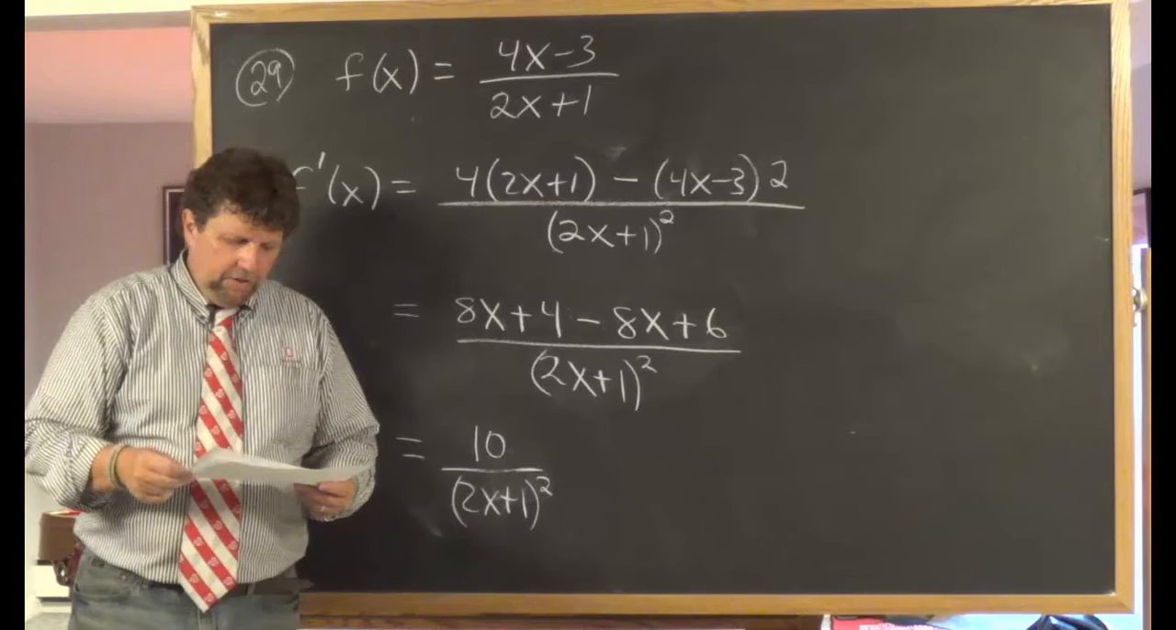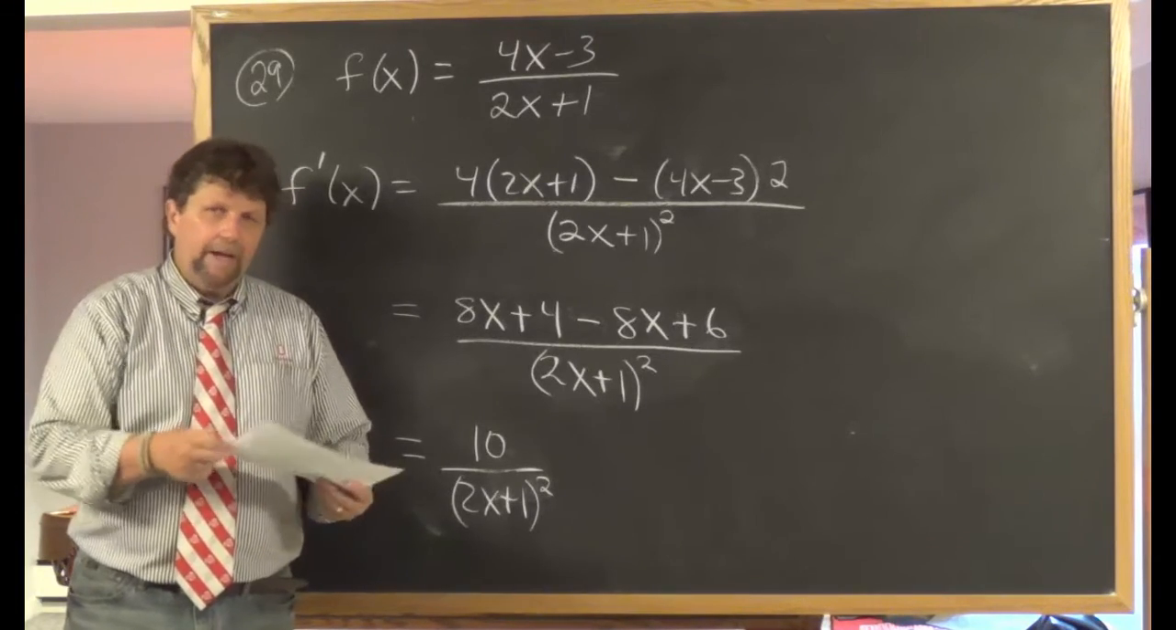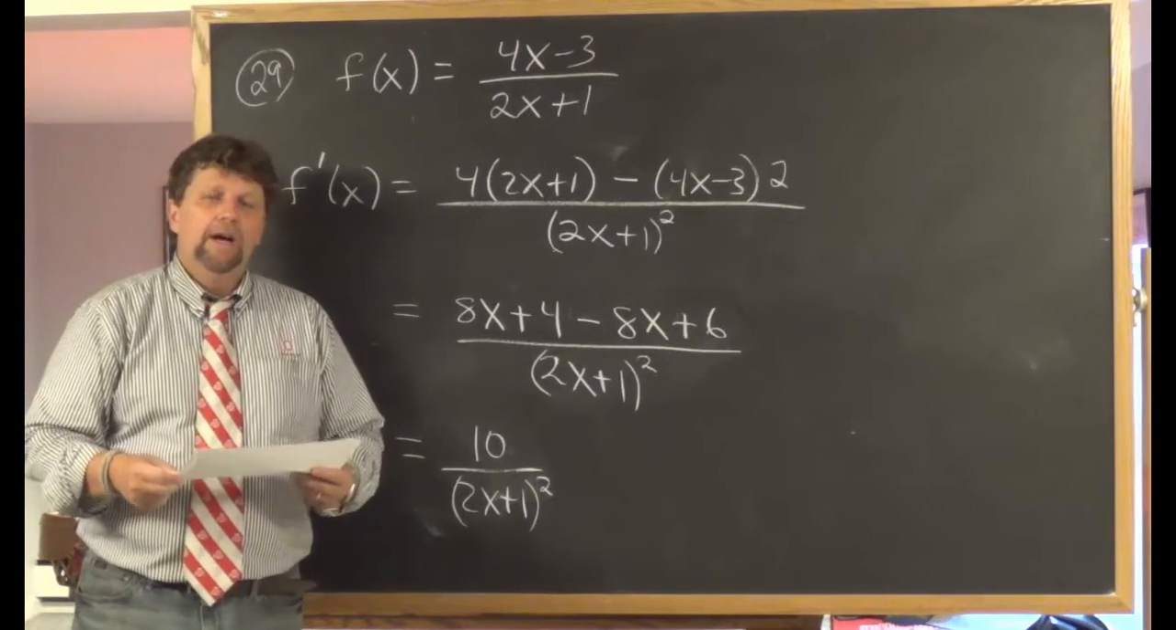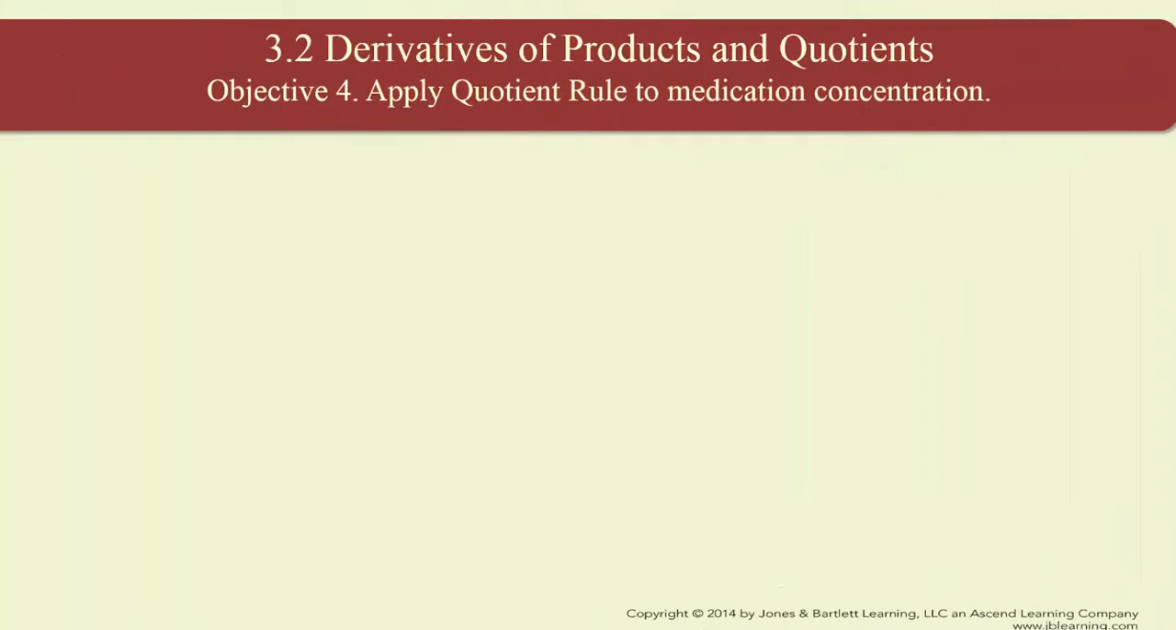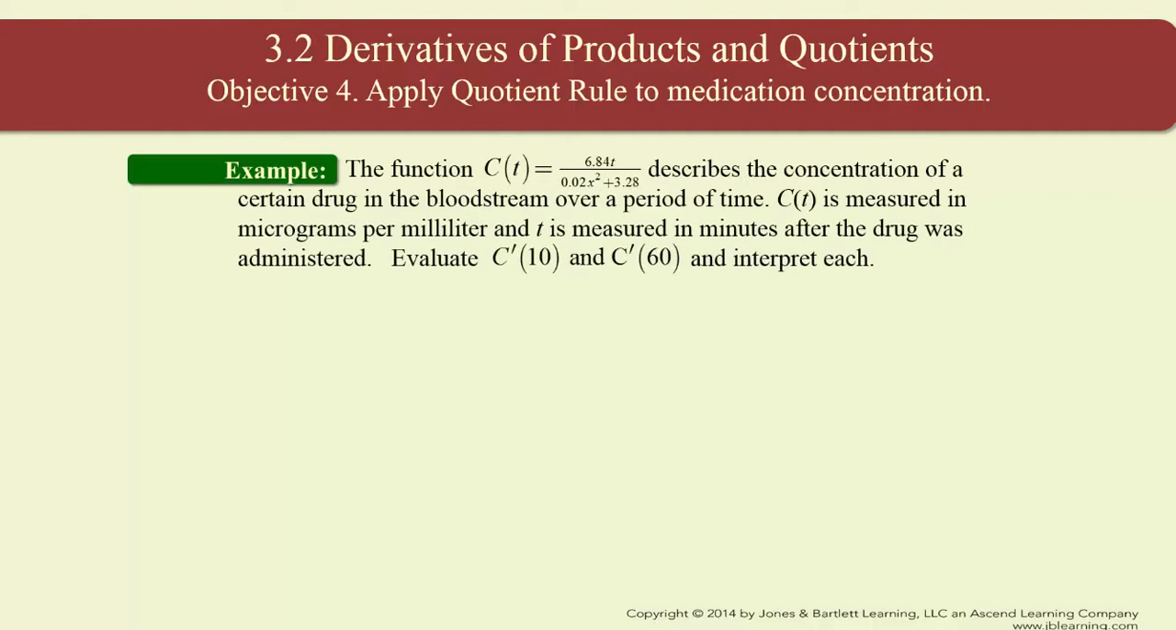So the next thing we would do is, let's go back and look at a quick example of applying our quotient rule. All right, after seeing how to do the example, part A and B, and also doing number 29 from the homework, I think it's time that we look at an application of the quotient rule.